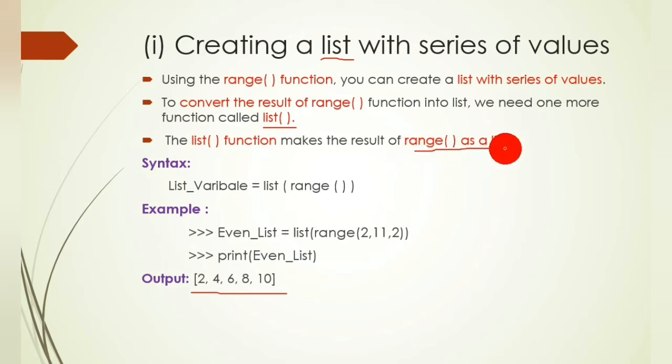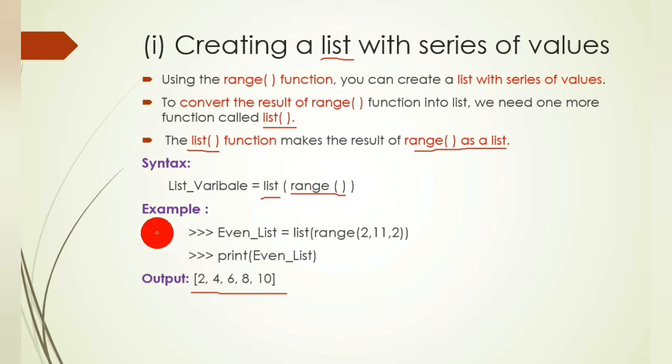Okay. So the range function is used to generate a series of values. After generating these values, we can use the list function to convert that result of the range function into the form of a list. Okay. Now you can see the syntax of this one. List variable equals list of range function. So the range function is going to generate a series of values. After generating the values, we just convert them into a list. That is the format of a list.